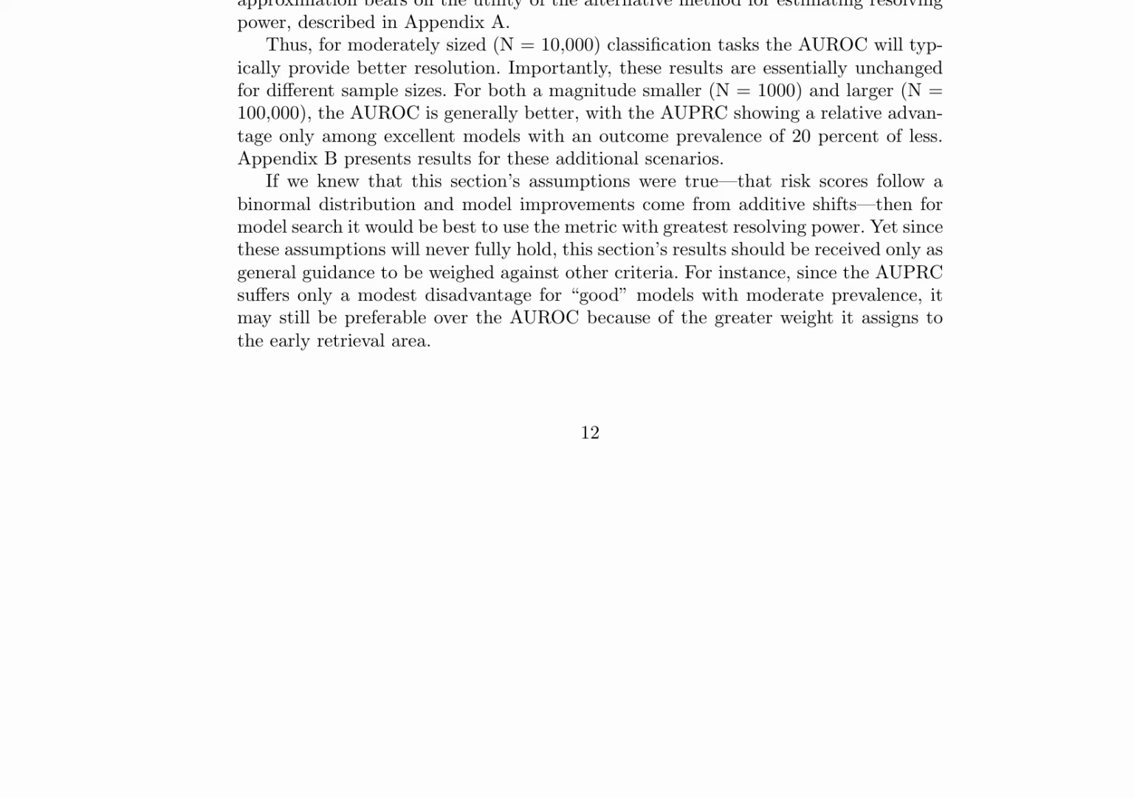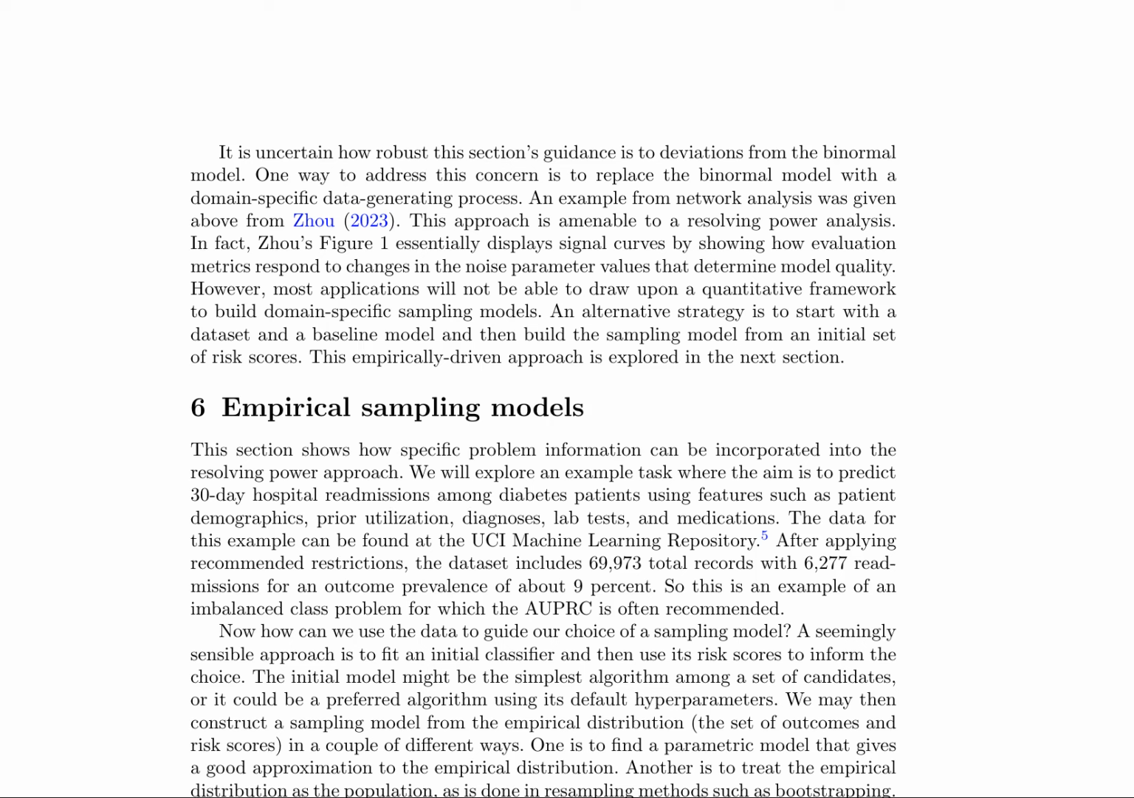Normal approximation confidence intervals are constructed as C equals AUROC plus or minus 1.96 SE(AUROC), where C is the confidence interval, AUROC is the area under the receiver operating characteristic curve, and SE(AUROC) is the standard error of the AUROC. In addressing the uncertainty surrounding the robustness of the binormal model's guidance in the face of deviations from its assumptions, one approach is to replace the binormal model with a domain-specific data-generating process. This approach has been exemplified by Zhou's 2023 work in network analysis.